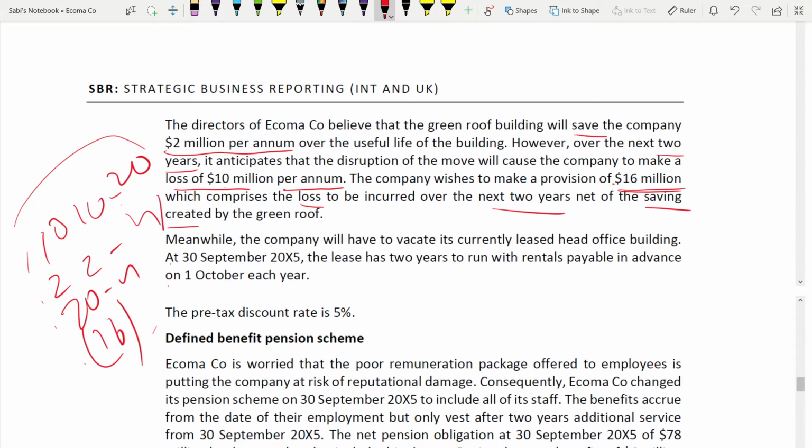Meanwhile, the company will have to vacate the empty, currently leased head office at 30th September 2005. The lease has 2 years to run with the rental payable in advance on 1st of October each year. The pre-tax discount rate is 5%. Only this much is important.